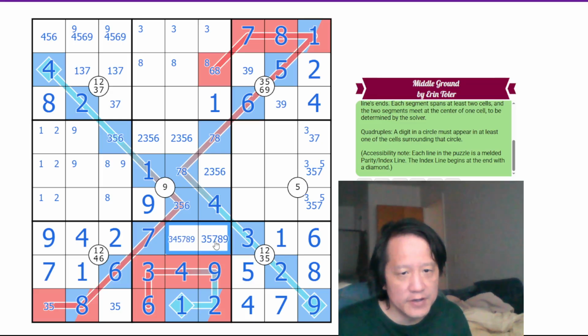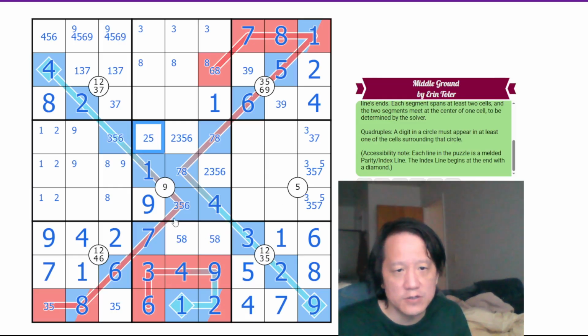We have 5 and 8 remaining here. No 3 or 6 here. 6 can no longer be on this index line. Both these 3 and 5 are different, and they both see these cells. So this can't be 5, it's 2. This can't be 2, 3, or 5, it's 6. So we have 3 or 5 there. So that seems to work.